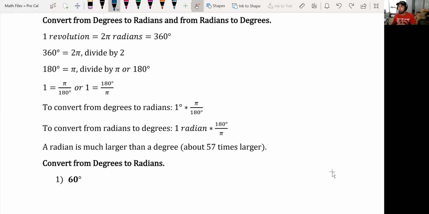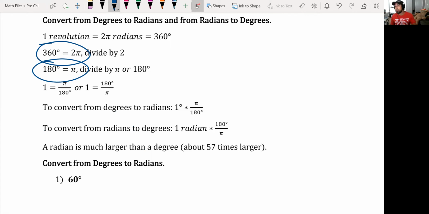So in order to convert from degrees to radians, we make a special ratio. First thing we do is we set 360 equal to 2 pi and divide by 2. This gives us that 180 degrees equals pi, which is all holding true because half a revolution in degrees is 180, which means half a revolution in radians must be pi.